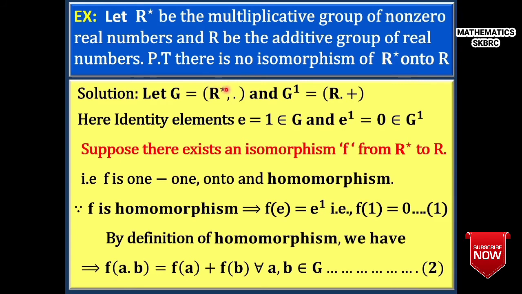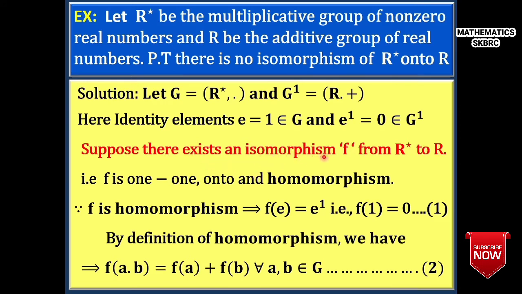Let G is equal to R star, dot, and G dash equal to R, plus. That is, G is a group with respect to multiplication with identity e is 1, and G dash is an additive group with identity element e dash equal to 0. Now we prove that there is no isomorphism of R star onto R. If possible, suppose that there is an isomorphism f from R star to R. We can prove by contradiction.